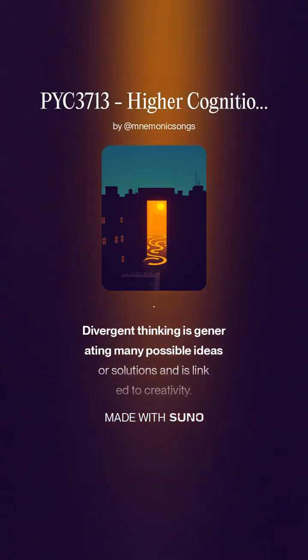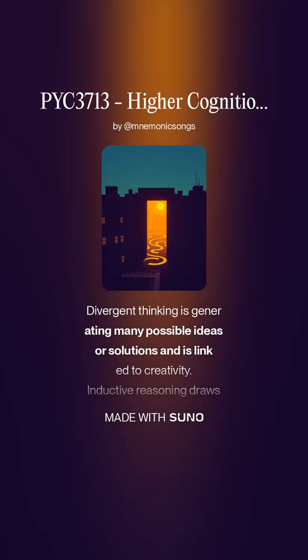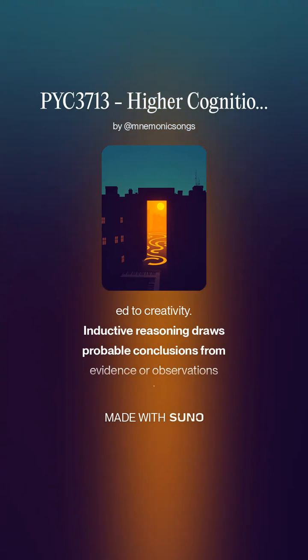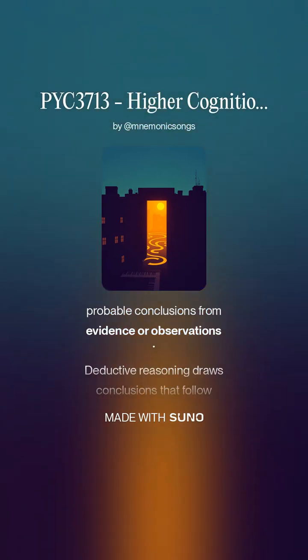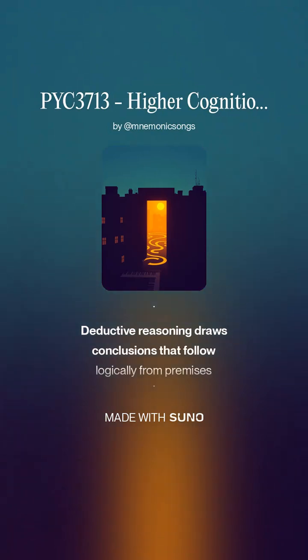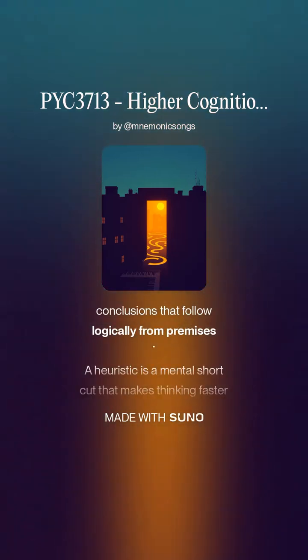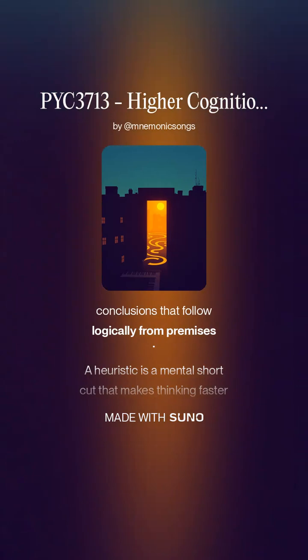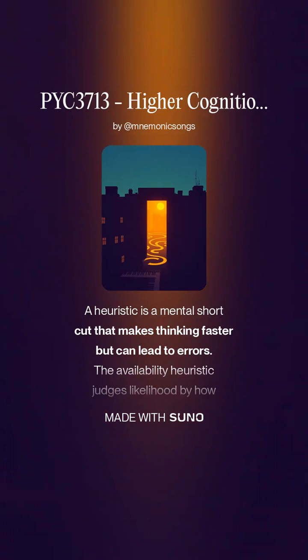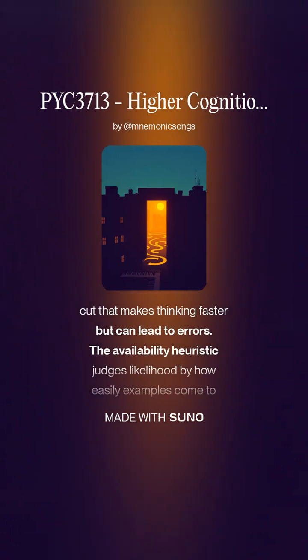Divergent thinking is generating many possible ideas or solutions and is linked to creativity. Inductive reasoning draws probable conclusions from evidence or observations. Deductive reasoning draws conclusions that follow logically from premises. A heuristic is a mental shortcut that makes thinking faster but can lead to errors.